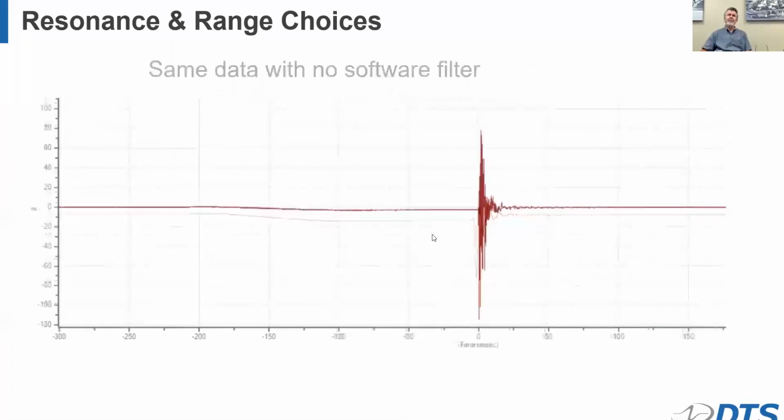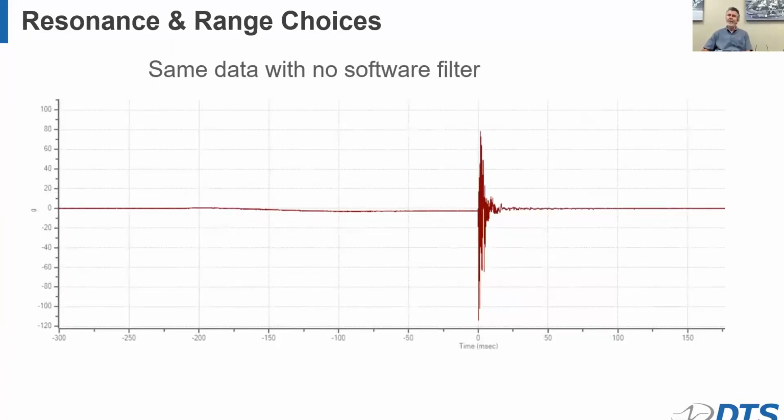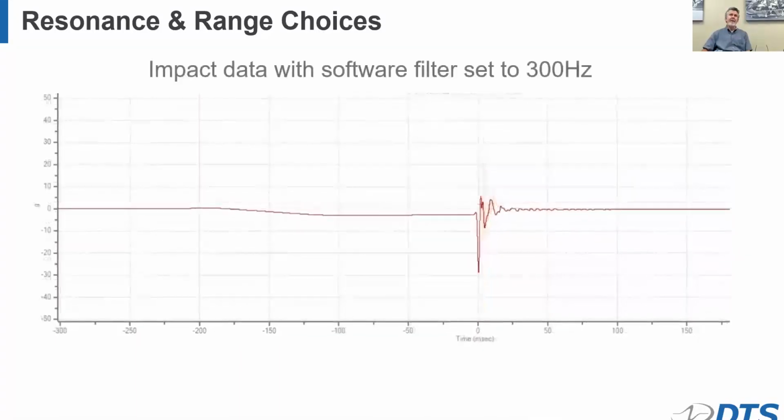But what happens when we remove the software filter, we can see that we have ringing at roughly 200 Gs peak to peak. This is real data. There's nothing wrong with this data. And the fact that we filter it and see this tells us something very important.